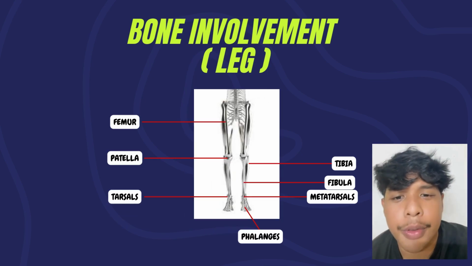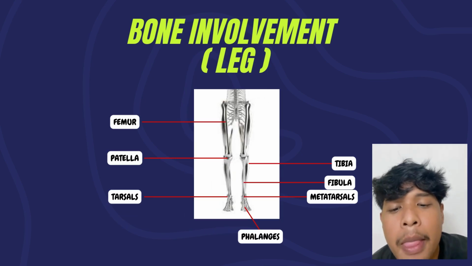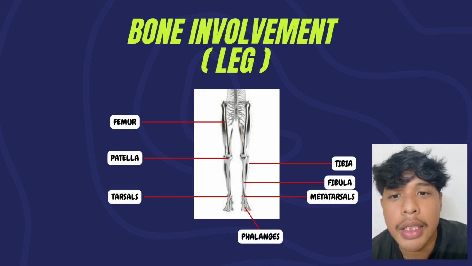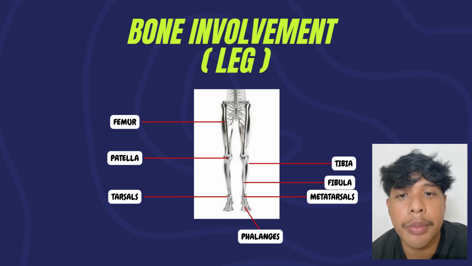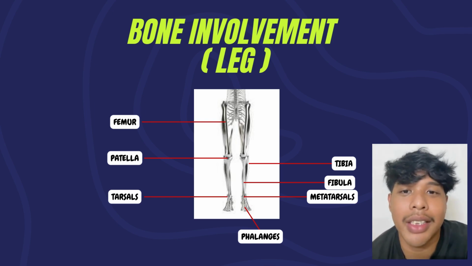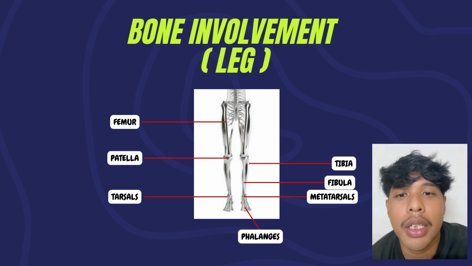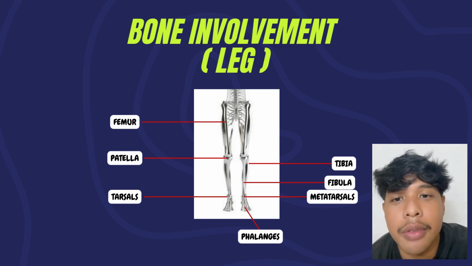Okay guys, so the next slide is the bones involvement in leg. So we have a femur at the thigh bone, and second one is patella at the kneecap, and tibia and fibula at the lower leg bones, tarsus and metatarsus at the ankle and foot bones. For the last one is phalanges at the toe bones.